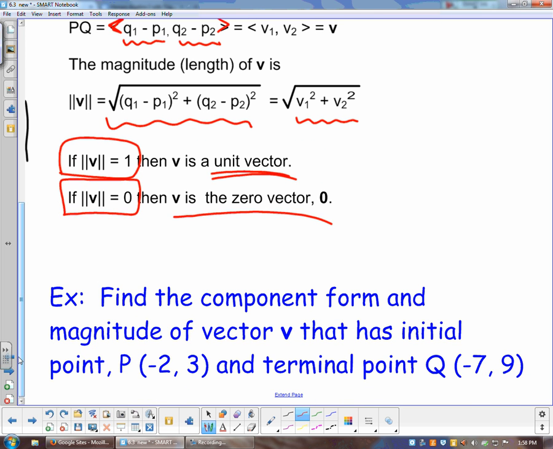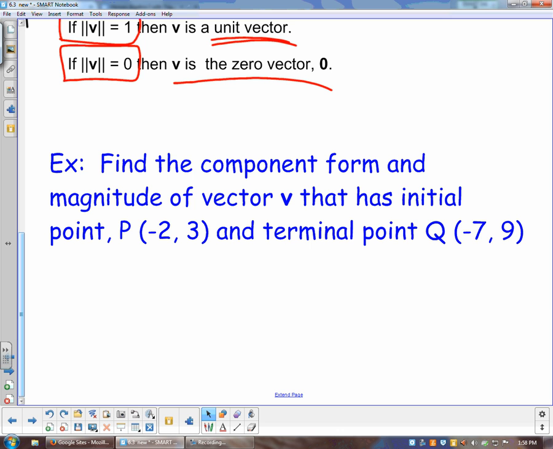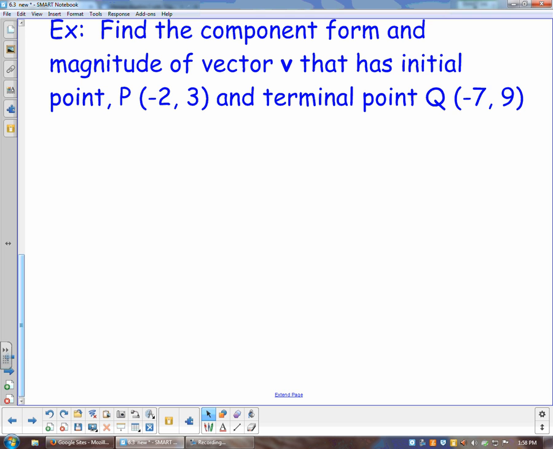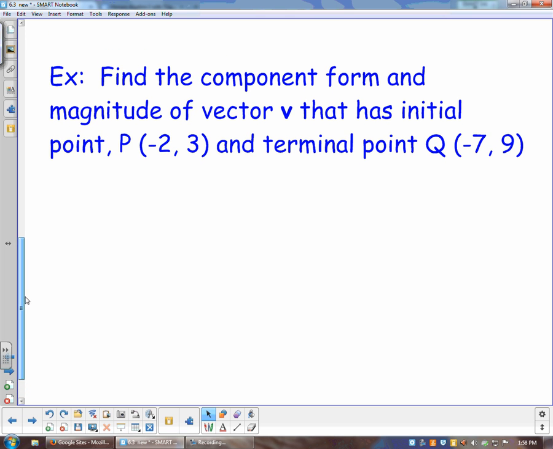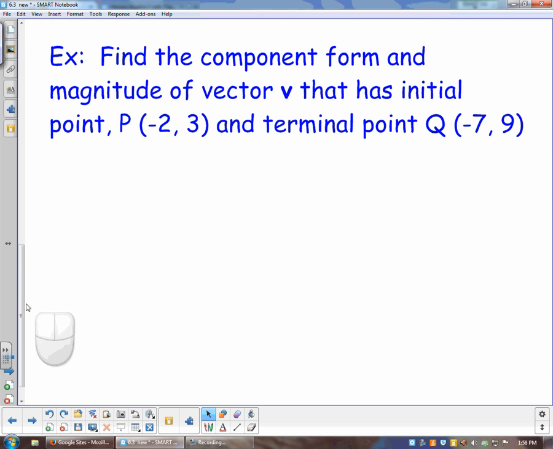All right, let's take a look at this example. Find the component form and the magnitude of vector v that has initial point P at negative 2, 3 and terminal point Q at negative 7, 9. So let's get a little picture of what's going on here.